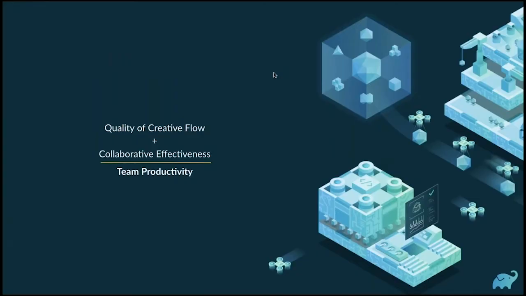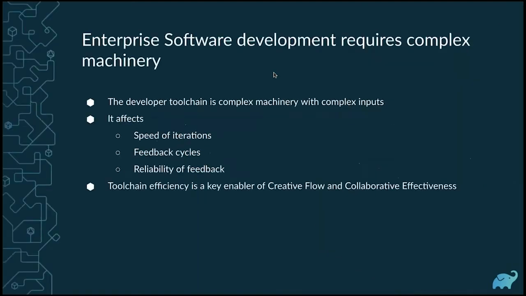So when you think about team productivity, the productivity of your software development team is determined by the quality of the creative flow of your developers and the collaborative effectiveness. And the reality is that both of those are heavily influenced by the tool chain. And when you do enterprise software development in medium or larger teams, the developer tool chain is very complex machinery with complex inputs. It affects the speed of iterations, the feedback cycles, and the reliability of the feedback.